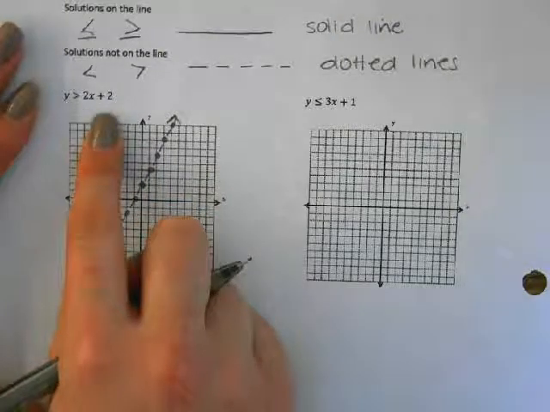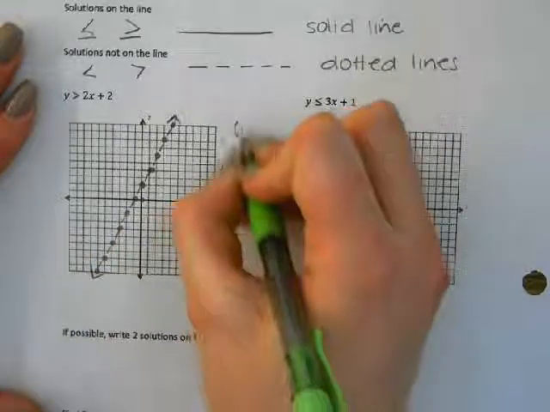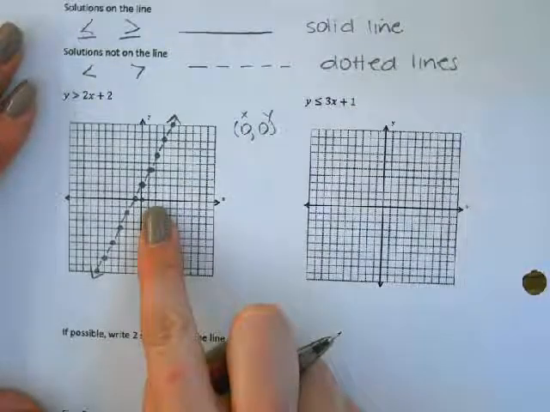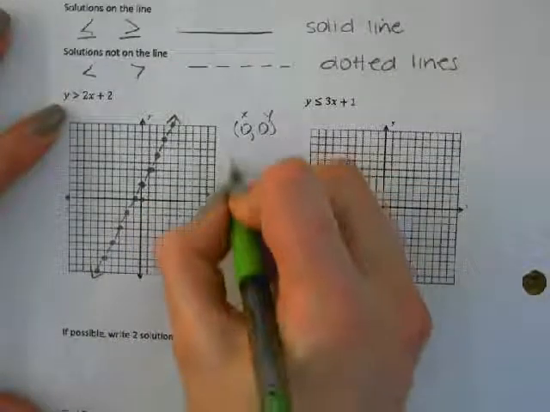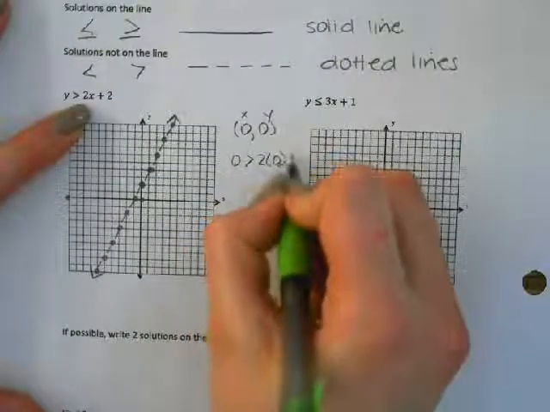So what is the easiest number to plug into something? 0 is the easiest number, right? So if you look at the point 0, 0, that's an x-coordinate of 0 and a y-coordinate of 0. Is that on the right side of the line or the left side of the line? Right. It's on the right side of the line, okay? I'm going to go ahead and plug it in. So I've got 0 for y is greater than 2 times 0 plus 2.